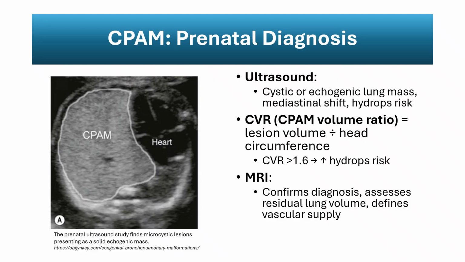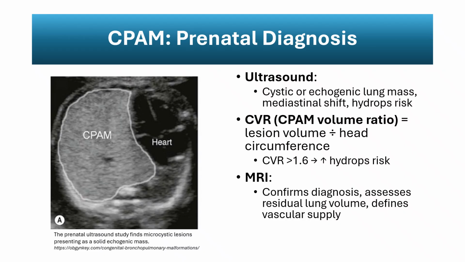Prenatal evaluation of congenital pulmonary airway malformations relies primarily on ultrasound and, when needed, fetal magnetic resonance imaging. Ultrasound identifies cystic or echogenic lung masses, mediastinal shift, and in severe cases, fetal hydrops. The CPAM volume ratio, calculated by dividing lesion volume by head circumference, provides a quantitative measure of severity. A value above 1.6 is associated with increased risk of hydrops and more severe postnatal respiratory compromise.